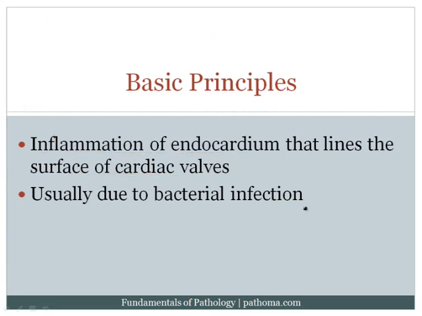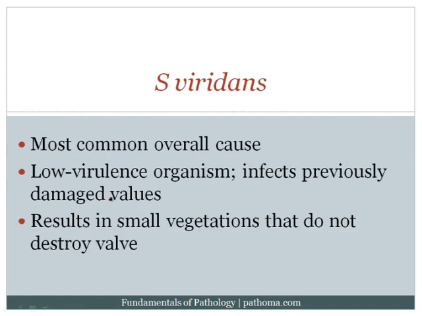Now this is usually due to bacterial infection, not always, but usually. The first high-yield bug to be aware of is Strep viridans. This is the most common overall cause of endocarditis, and it is a low virulence organism. Now that's important because, number one, therefore, it can only infect previously damaged valves.